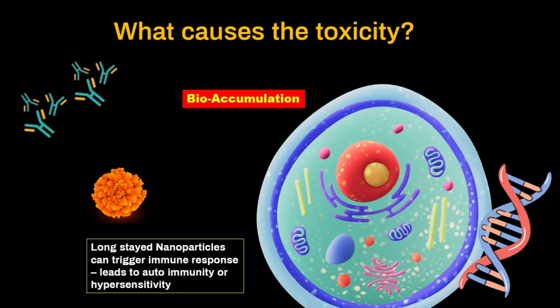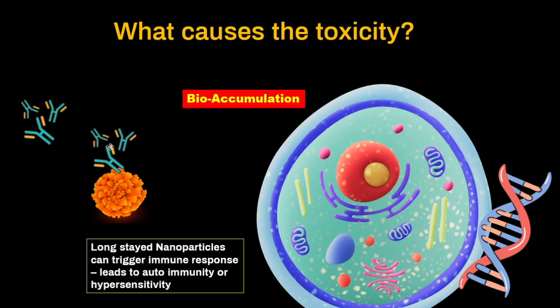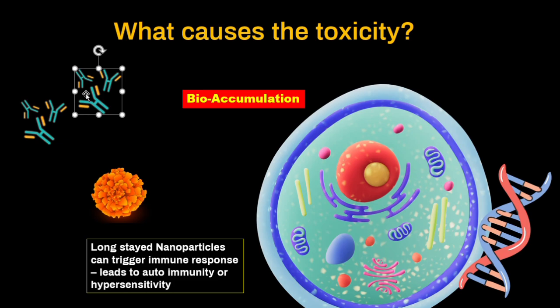The next major issue is the bioaccumulation of the nanoparticles. The nanoparticles sometimes overstay in the human body, so that can attract the unwanted immune cells towards the organ where they are accumulated. For example, if the nanoparticles are accumulating in the liver, they tend to attract a lot of immune cells and antibodies towards the liver. So that can cause the immune cells to attack the liver cells as well. So that becomes a problem. That can lead to autoimmunity and hypersensitivity issues. So bioaccumulation is a serious trouble.